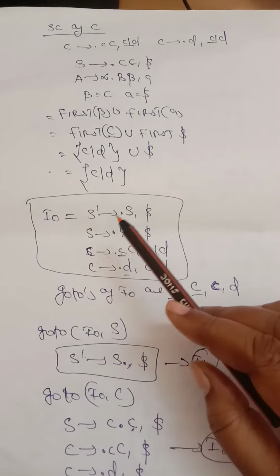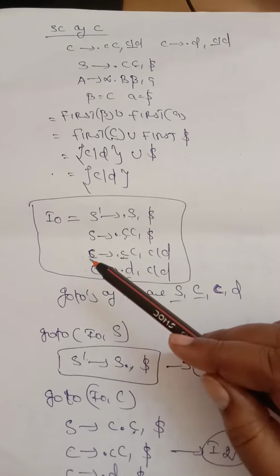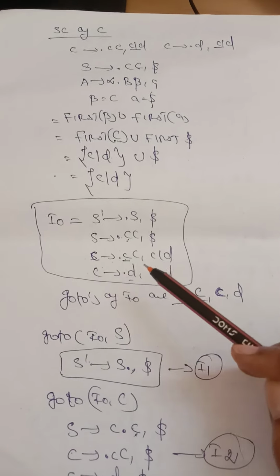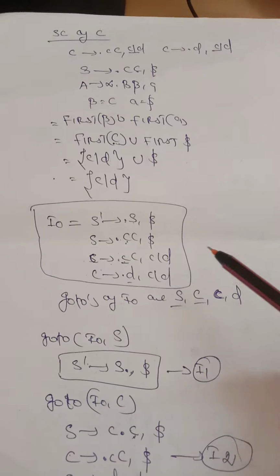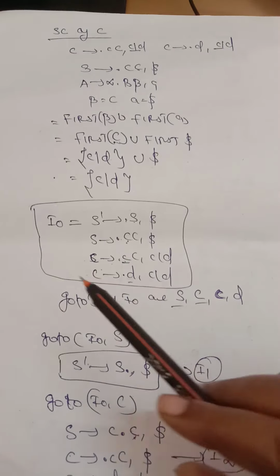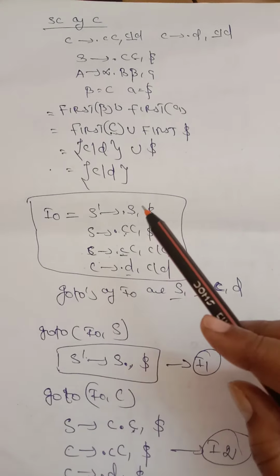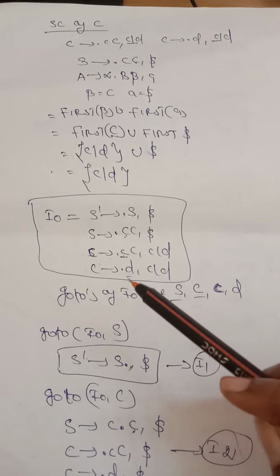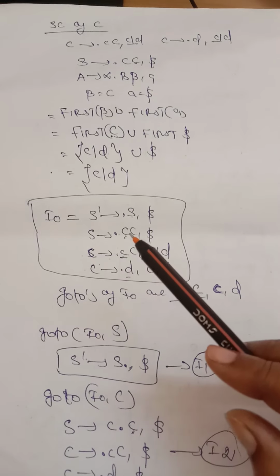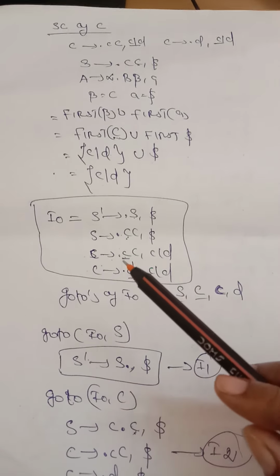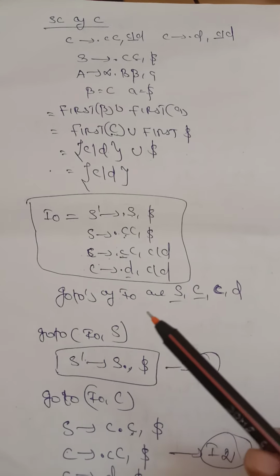Now the I naught is S dash goes to dot S comma dollar, S goes to dot CC comma dollar, C goes to dot small c capital C comma c or d, C goes to dot d comma c or d. Okay, so this is the initial set I naught. For that we have to apply the go-to operation. So go-to means after the dot, whatever symbols are there. Here in S dash we are having capital S, in S we are having capital C, in C we are having small c and small d. So there is a go-to of I naught. So we have to apply.